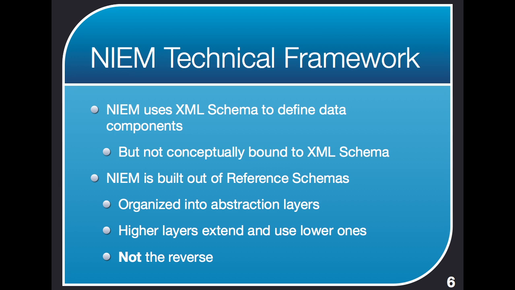Now, the NIEM itself is built out of reference schemas. There's a number of different reference schemas, and they're organized into abstraction layers. The higher layers extend and use the lower ones, and the lower ones act as bases. The lower ones never, ever use things from a higher layer. It just goes one way. So you've got base layers and then other layers built on top of that.